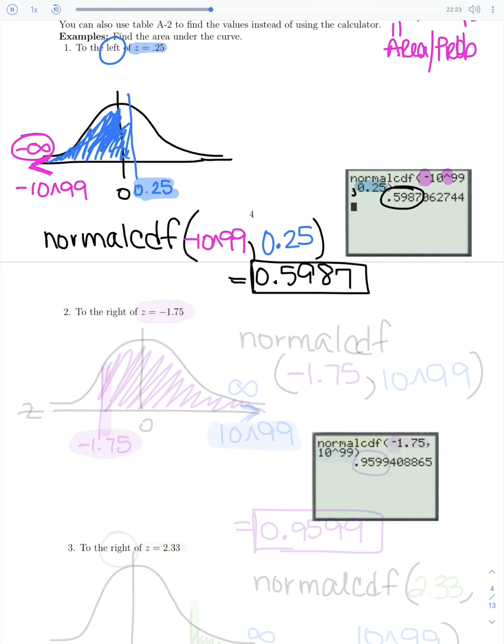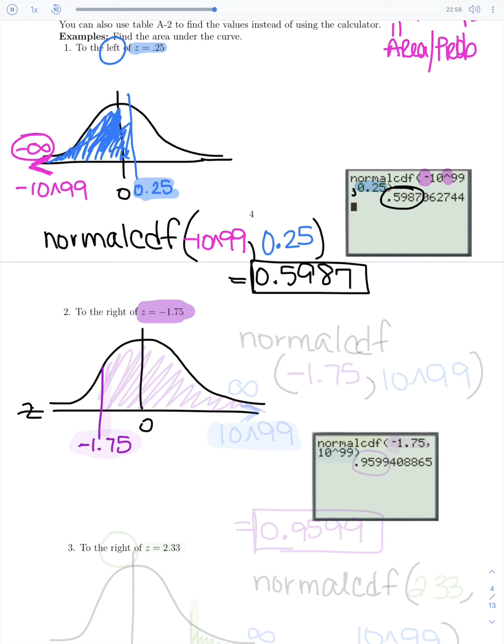In problem 2, we want to find the area to the right of z equals negative 1.75. So I'd start just like the last one by drawing my curve. And again, it's a normal curve because we see the z that they gave us. Z's always go on a normal curve like this, where 0 is always in the middle when we have z's. And they're giving us a value of negative 1.75. So that means we're going to be down here below 0 somewhere at negative 1.75.